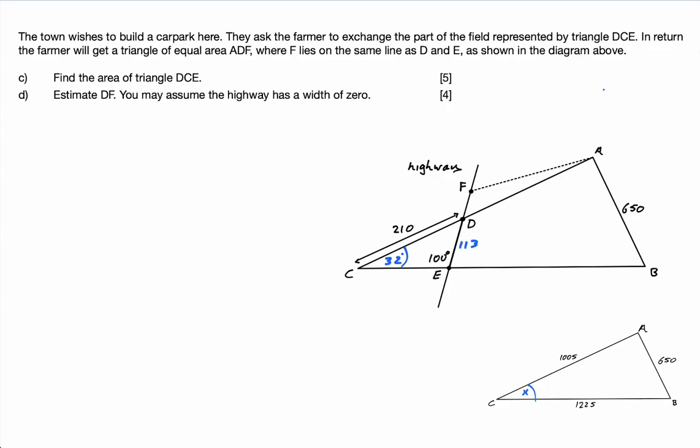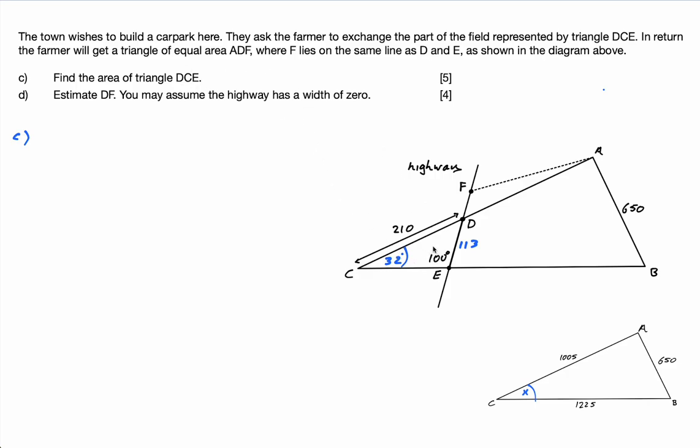Okay, so for part C, guys, I reckon this is for 5 marks. This has to be one of the easiest, especially HL. This has to be one of the easiest 5 marks you're ever going to see. So it looks complicated. There's a farmer, there's a field. They've built this highway through the field, and they want to build a car park here.